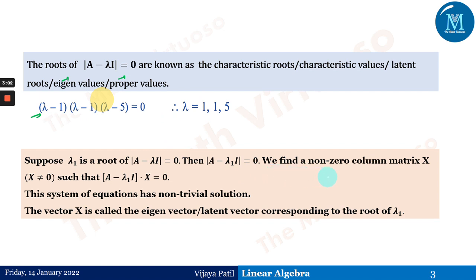Then we find a non-zero column matrix capital X. It's very important. I have already defined this in the previous session on eigenvalues and vectors, but let me define it again here. Non-zero column matrix capital X such that, and this is a very important property, we should not have capital X as 0. If at any point you get capital X equal to 0, you should understand that you have made some mistake in between. Capital X cannot be 0. So this system of equations has a non-trivial solution, and the vector X is called the eigenvector or latent vector, or sometimes the characteristic vector as well, corresponding to the root lambda 1.